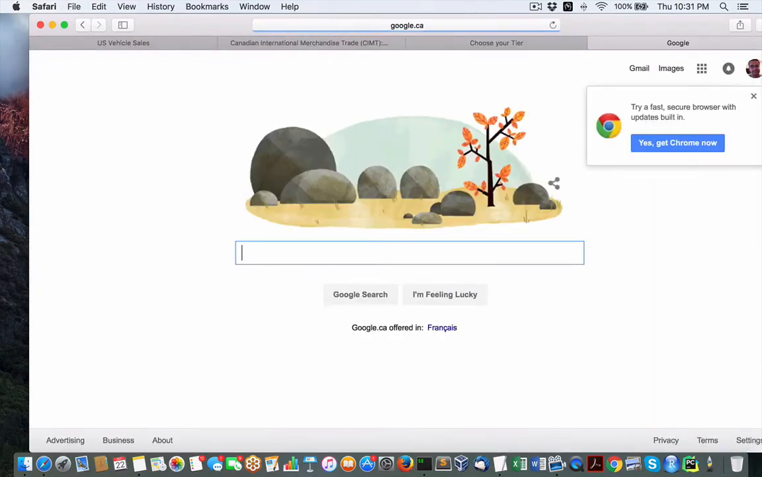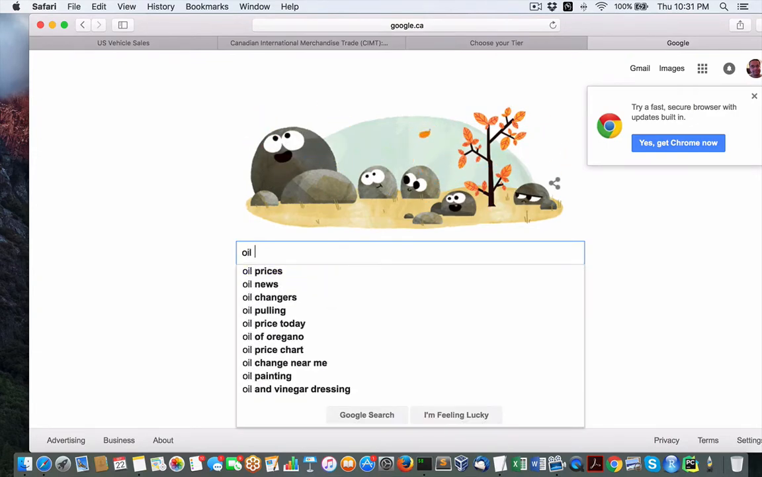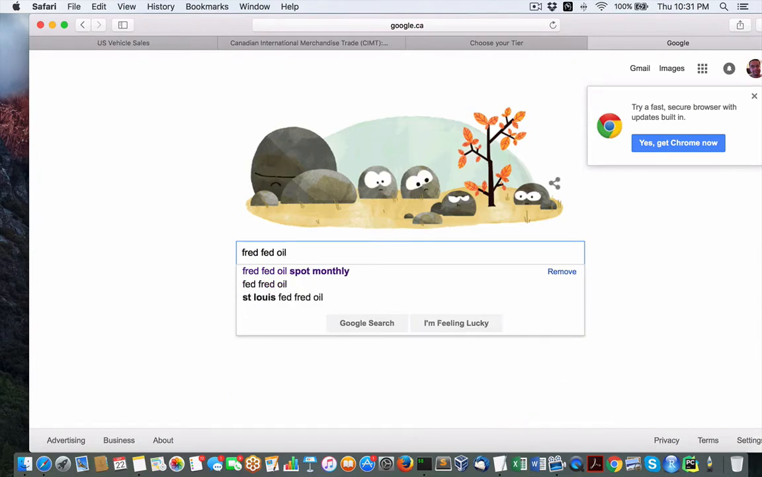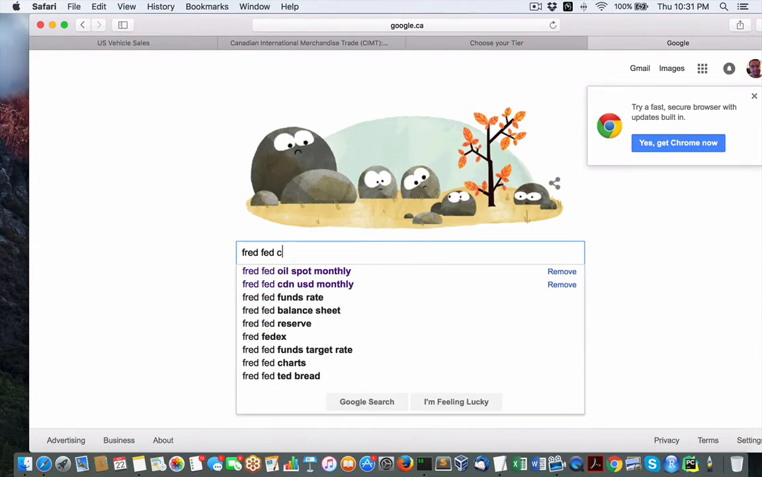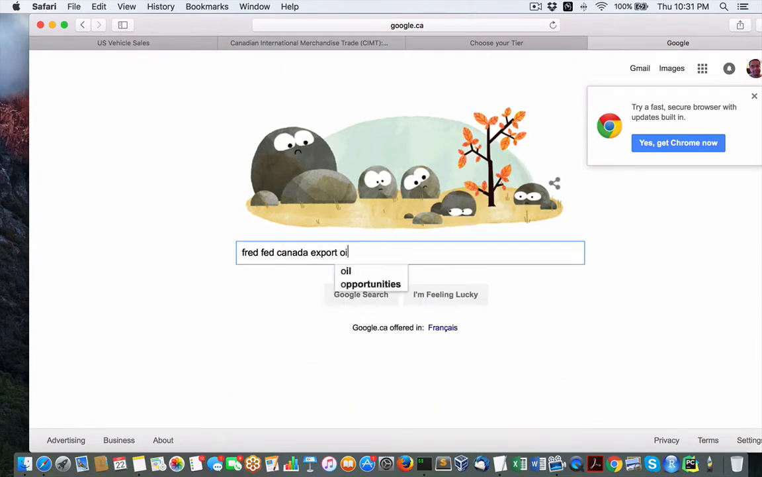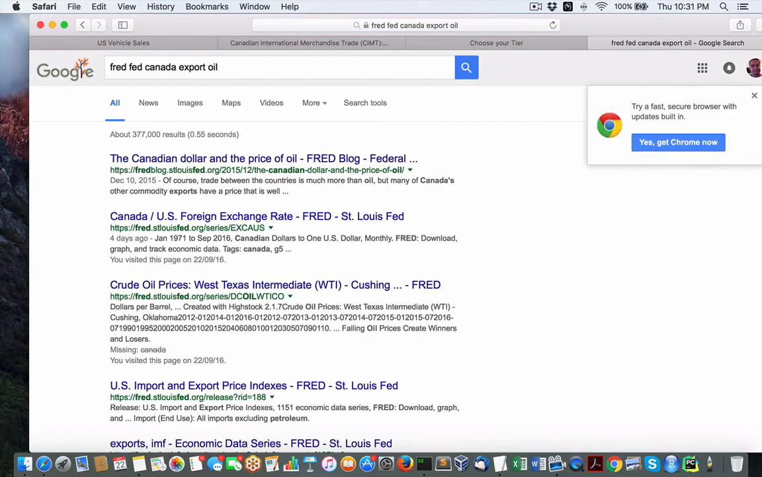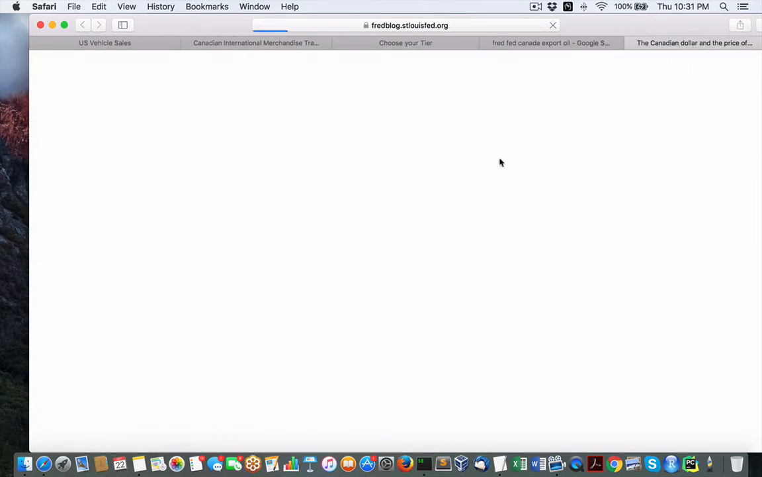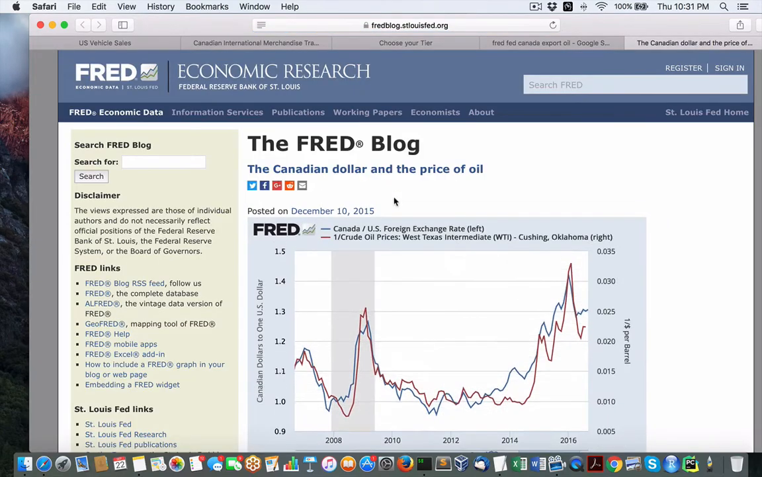Another way to track that is if you look for, let's say, Fed, oil, Canada export oil. There is a, you can get the price of oil coming out of Canada, Canadian dollar, and the price of oil.